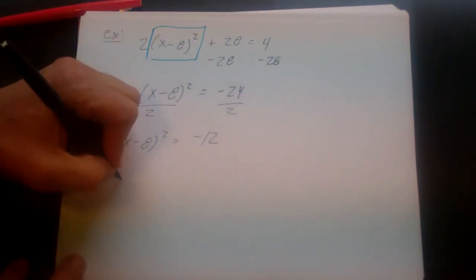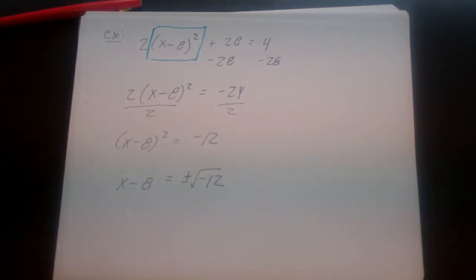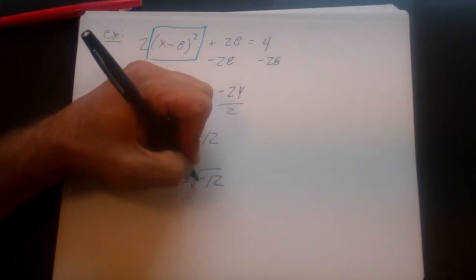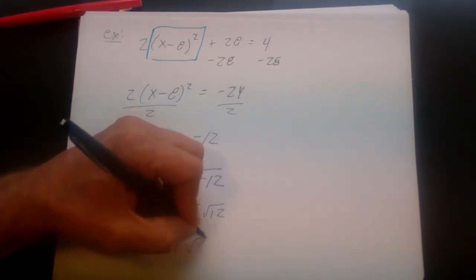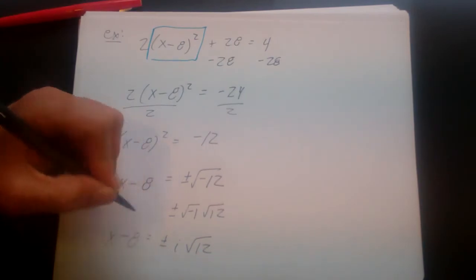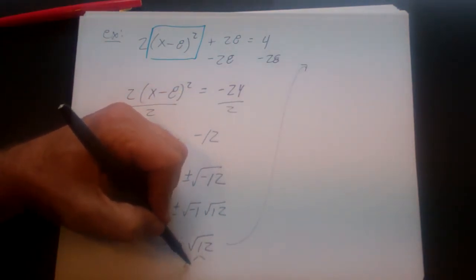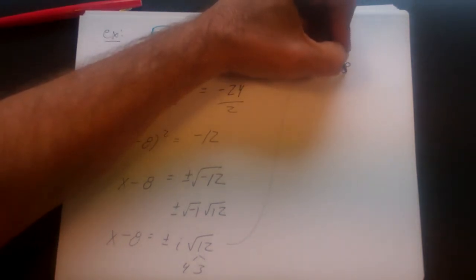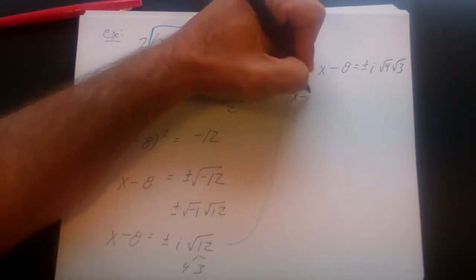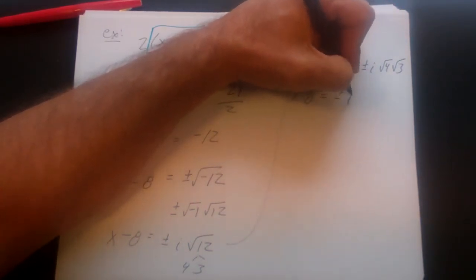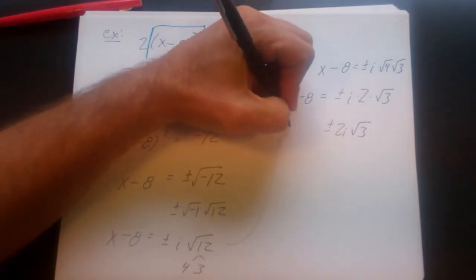So if I take the square root of both sides, I get x minus 8 is equal to plus or minus the square root of minus 12. I'm going to simplify the square root first by taking a minus 1 out. So I get the square root of minus 1 times the square root of 12, or plus or minus i square root of 12. And now I'm going to keep simplifying the square root of 12. 12 becomes 4 and 3. So I get x minus 8 is equal to plus or minus i root 4 root 3. Root 4 is 2, so it's plus or minus i times 2 times root 3. Let me just write that so it's a little prettier: plus or minus 2i root 3.